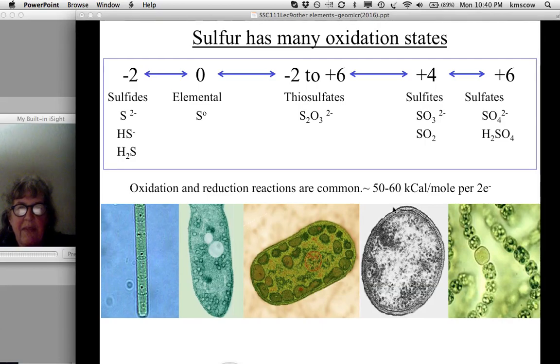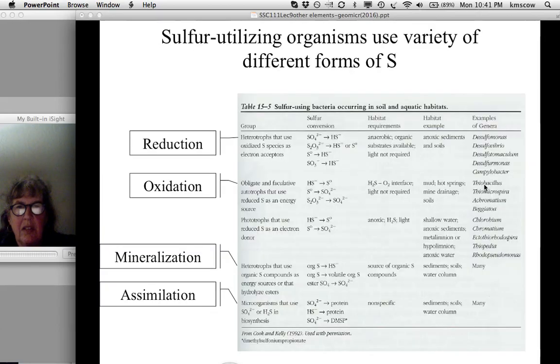organisms because of that. So a lot of these are 2 electron shifts, at least on the outer sides, and the organisms get about 50 to 60 kilocalories per mole. Per mole per 2 electrons transferred. So they get a decent amount of energy from these reactions.